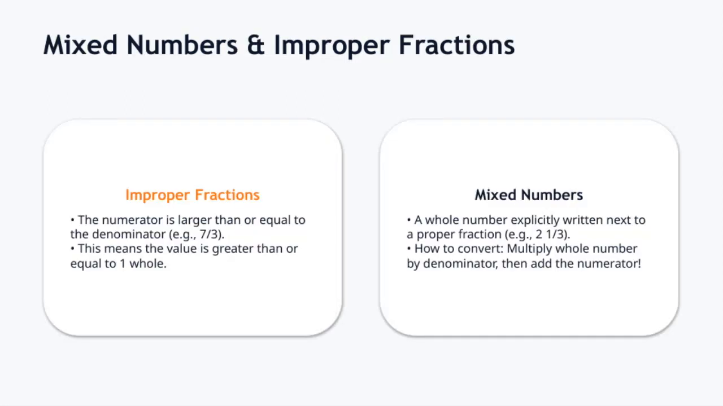Let's talk about mixed numbers and improper fractions. A mixed number is a whole number right next to a proper fraction, like 2 1/3. To convert it, you multiply the whole number by the denominator, then add the numerator. On the other hand, an improper fraction has a numerator that's bigger than or equal to the denominator, like 7/3. That tells us the value is at least one whole or more. Both ways show numbers greater than 1, just in different forms.